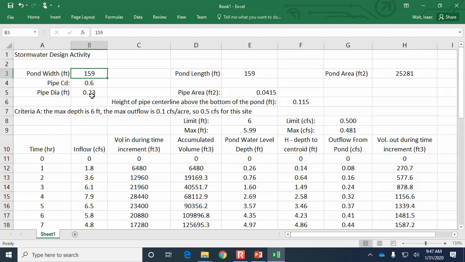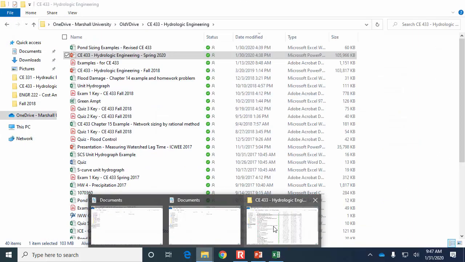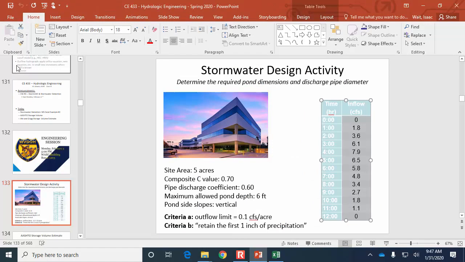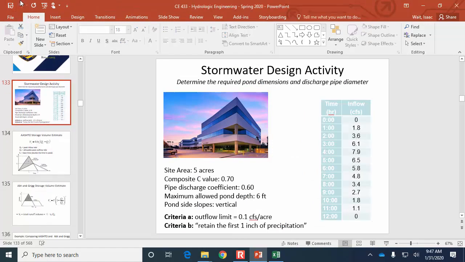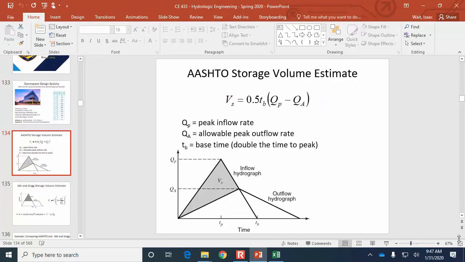All right. We need to pause for just a moment so that I can show you how the AASHTO and the Aptin Grigg methods work. They both are simplifications of what's actually happening during a storm. And a storm isn't necessarily linear. The runoff from a watershed isn't going to go linearly up to its peak and then taper linearly down. But that's what both of these methods assume.